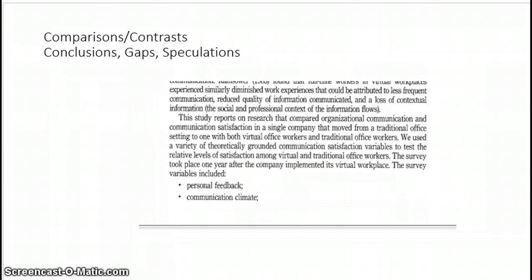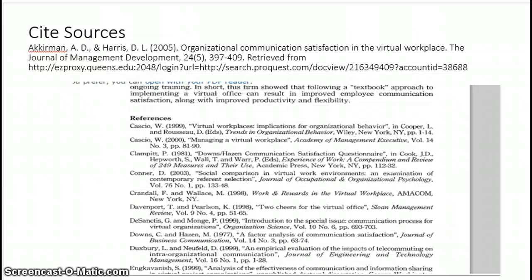You will also see within the piece of literature the comparisons, the contrasts, the conclusions, the gaps, and the various speculations the authors chose based on their research and the research of others.